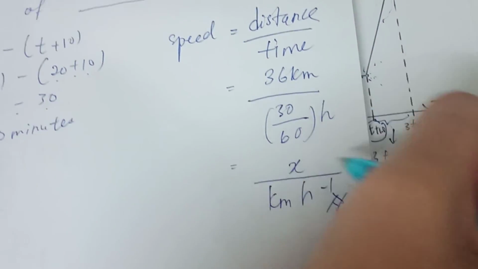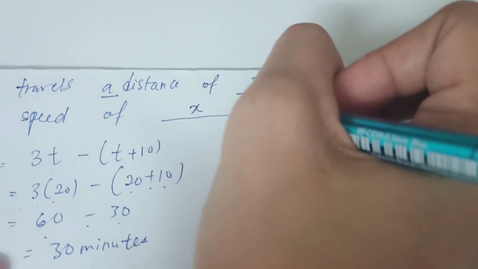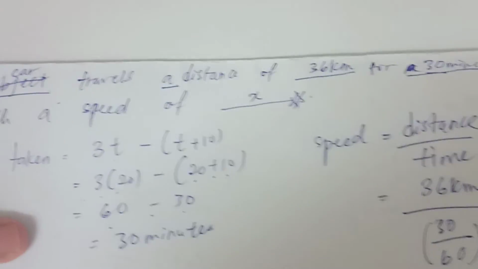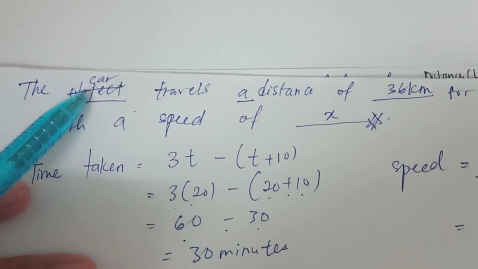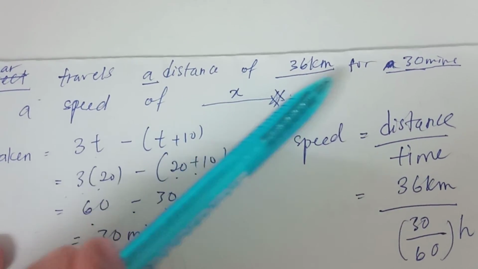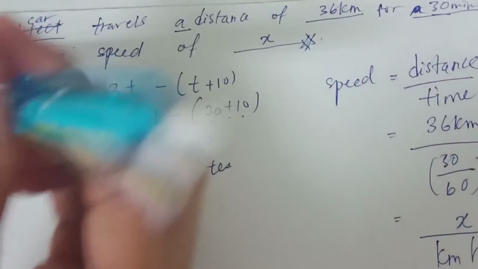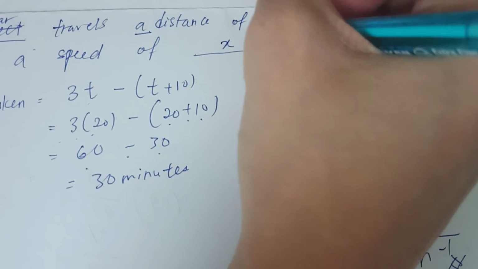Okay, so I'll just put this as x and then you fill it inside the describing motion. That's your answer. The car travels a distance of 36 kilometer for 30 minutes with a speed of x kilometer per hour.